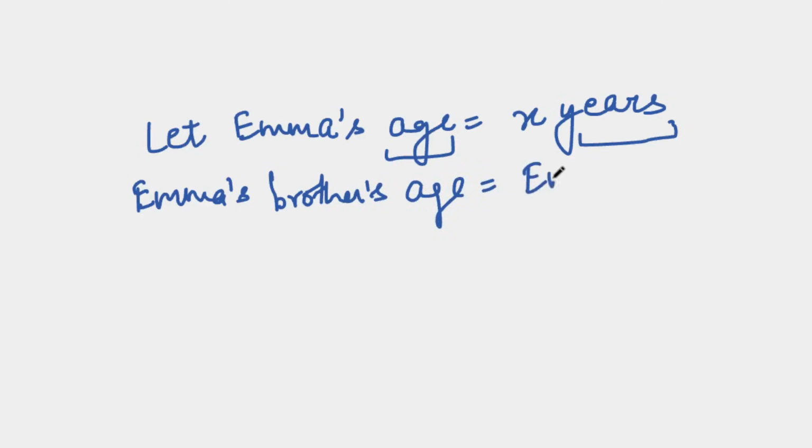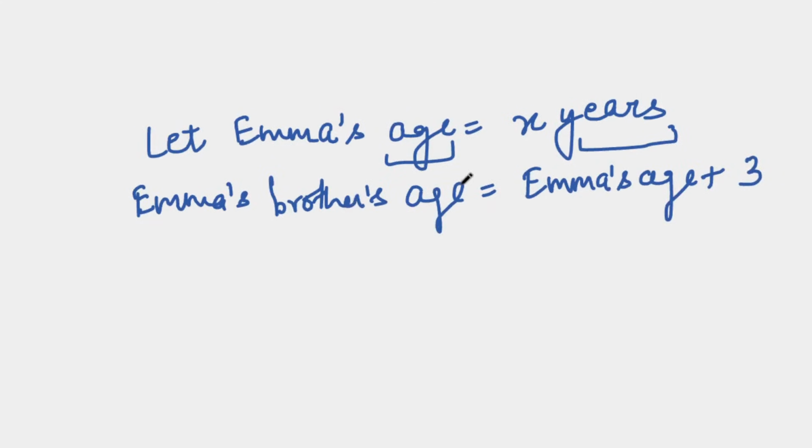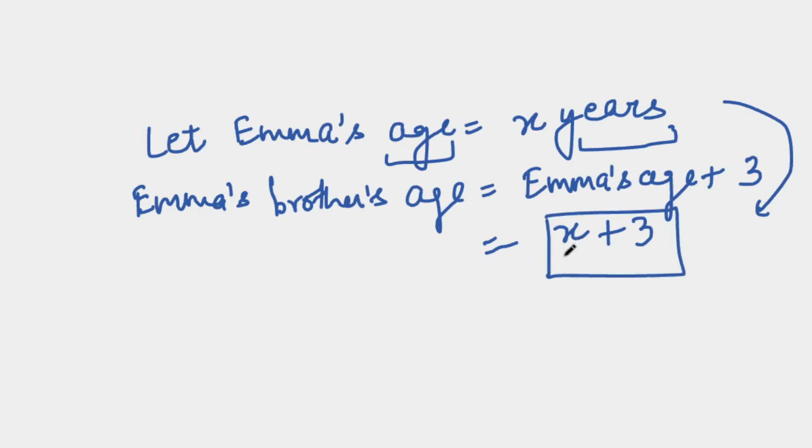Is 3 more than Emma's, right? Plus 3. Am I right here? That's how we do. This we have to find out. The brother's age we have to find out. Emma's age we know, x, because we have assumed it, right? So we will use it here. Now plus 3. So this is the expression for Emma's brother's age. So whatever Emma's age is, her brother will be 3 years older than her, right? So that's how we write expressions for statements.